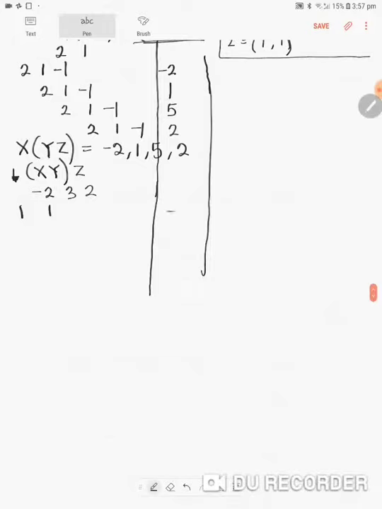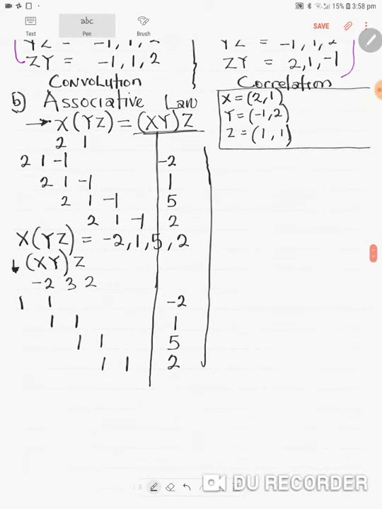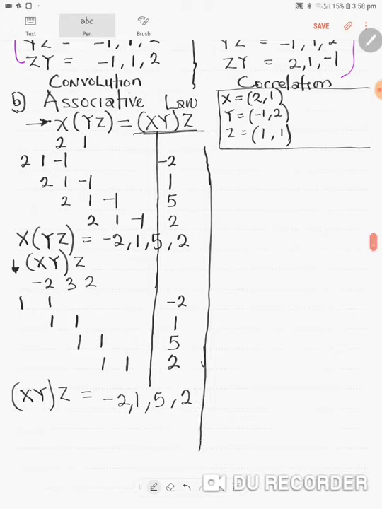Okay, so 2 times this, that's minus 2. Then we'll shift. That's minus 2 plus 3, that's 1. Then shift again. 3 times 1, 3 plus 2, that's 5. Shift again. 2 times 1, 2. Okay, so that works. So xyz is equal to minus 2, 1, 5, 2. So it obeys the associative law. We can confirm that it obeys the associative law. So let's do it for correlation and see if it obeys.